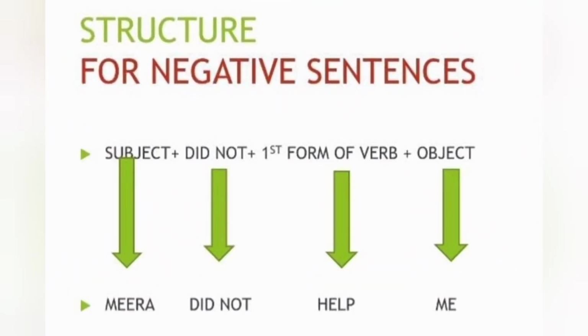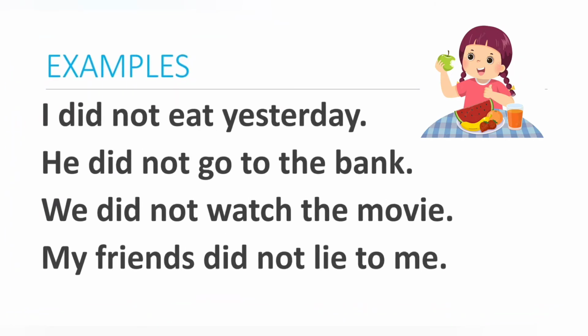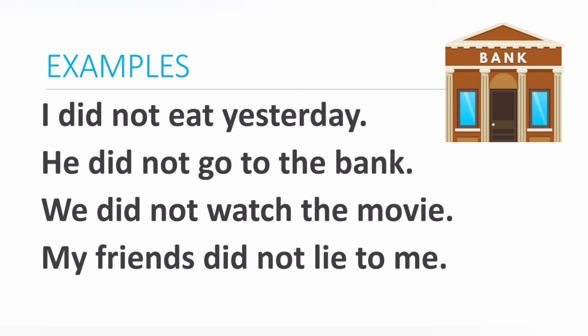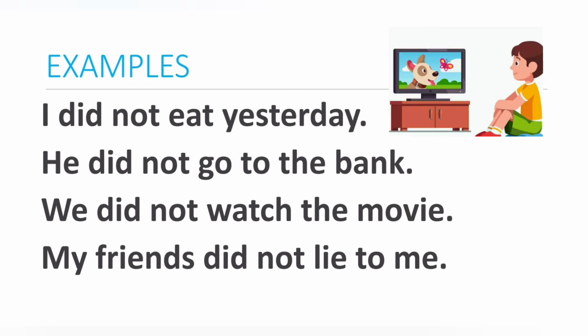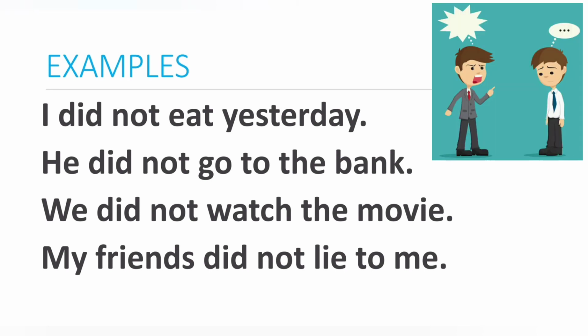Now let's see the structure for negative sentences. Subject plus did not plus first form of verb plus object. For example, Meera did not help me. Let's see some more examples. I did not eat yesterday. He did not go to the bank. We did not watch the movie. My friends did not lie to me.